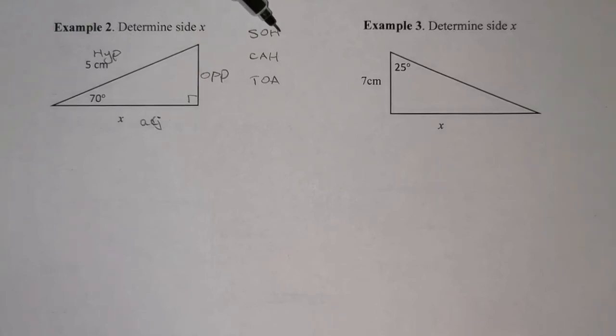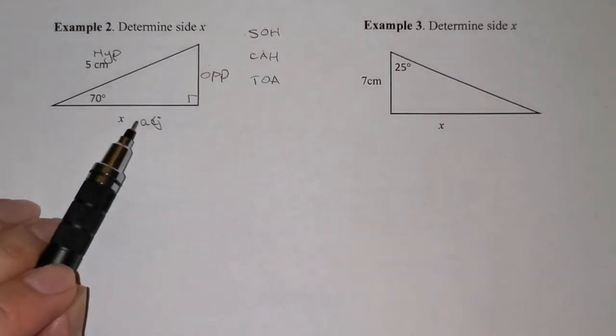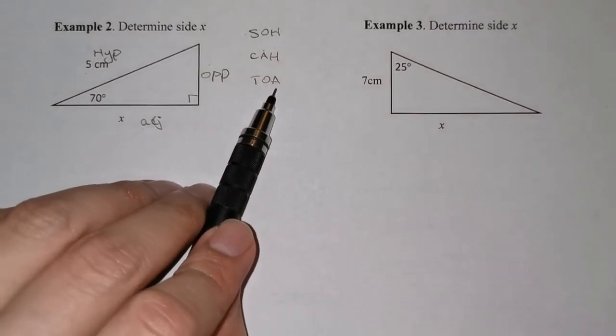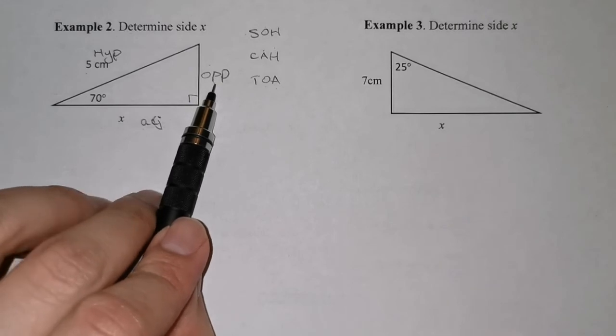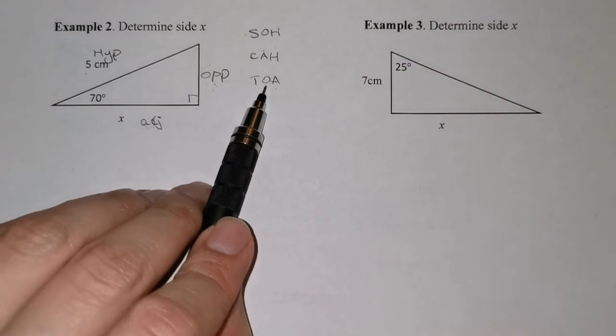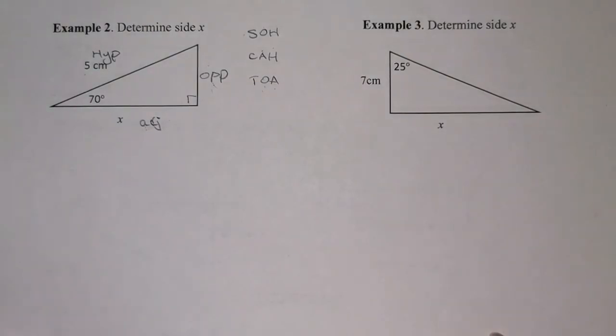If we look at the sine, opposite over hypotenuse, we don't have the opposite side, so we cannot use sine. If we look at cosine, adjacent divided by hypotenuse, we have adjacent and hypotenuse, so that could work. Tangent, opposite divided by adjacent. Again, we're missing the opposite side. We do have the adjacent side, but we're missing the O, so we can't use it. The only one that works is cosine.